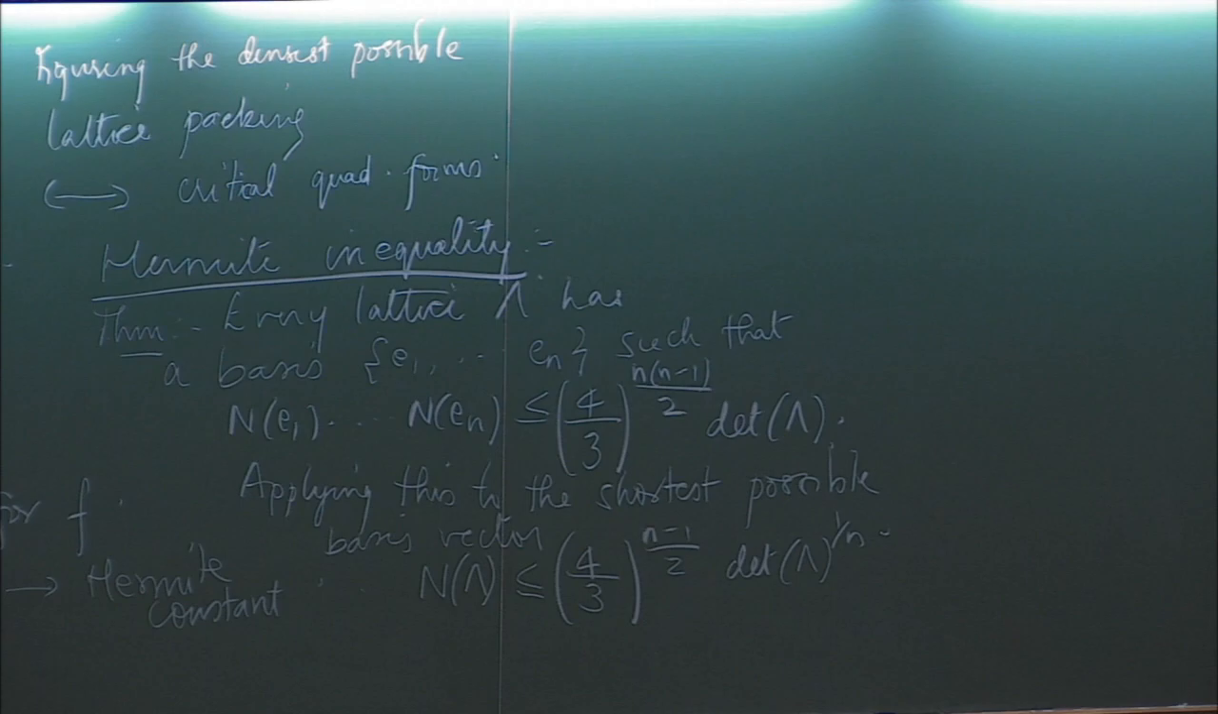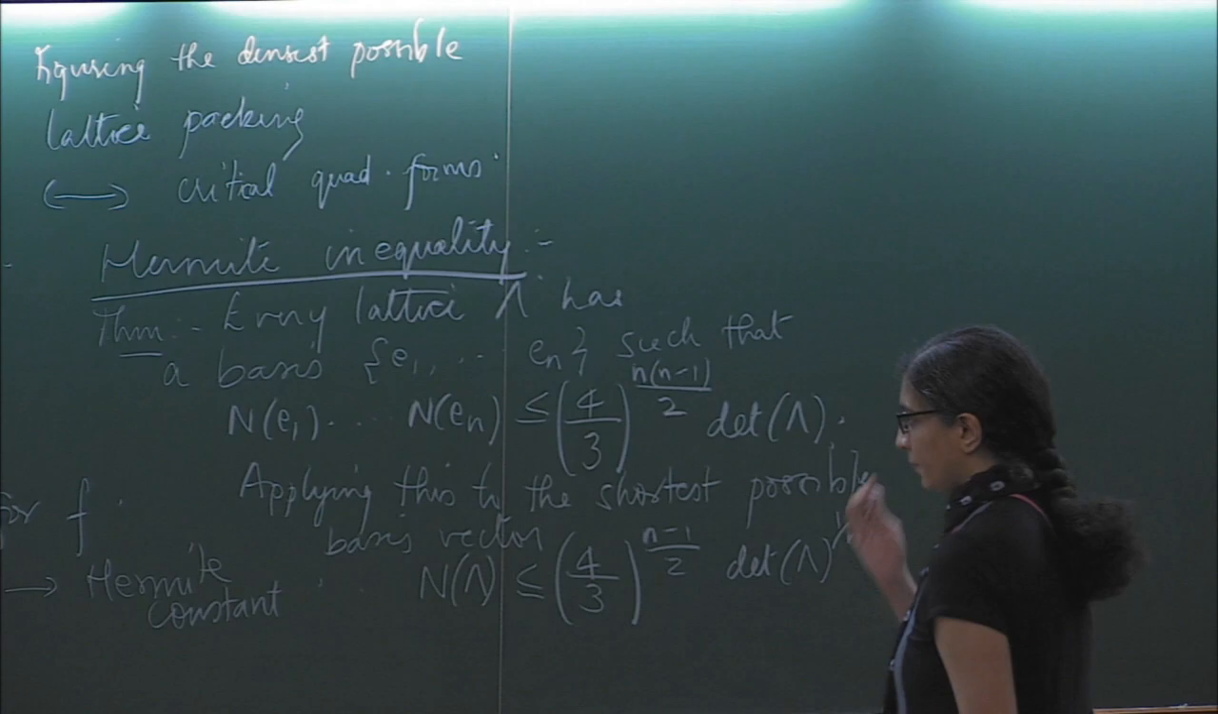N of lambda is the norm of lambda, it's the square of the norm. I'll leave this here. I guess there's some notation here which we'll keep using. So n of lambda is exactly m of Q in this translation.